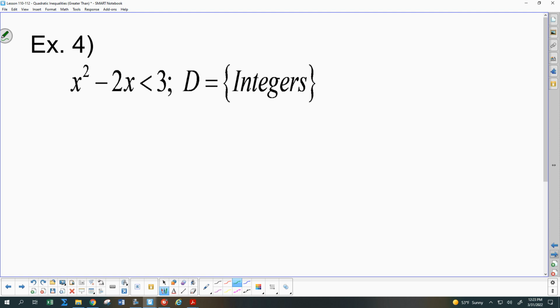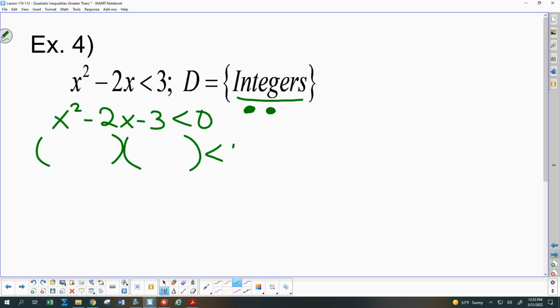Okay, two more. Just pointing out a couple of slightly different things that we may run into on some of these. So this is another less than one. This one is also integers, so we know we're just going to be dealing with dots. We're not going to be filling anything in. Not already with a 0, so we rearrange it. X squared minus 2x minus 3 is less than 0.